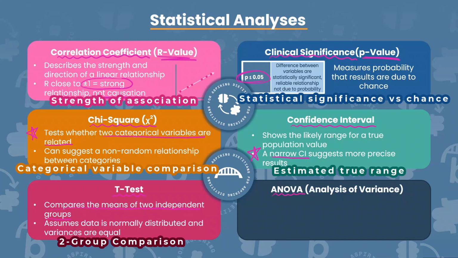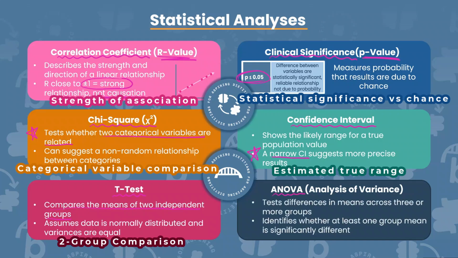And finally, ANOVA. This is like a t-test, but for 3 or more groups. Maybe you're looking at sodium intake in low, middle, and high income groups. ANOVA helps you see if at least one group differs significantly.